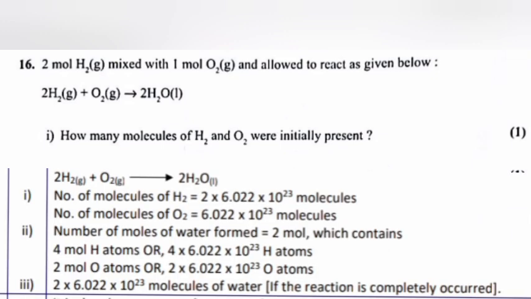1. Number of molecules of H2 is equal to 2 × 6.022 × 10^23 molecules. Number of molecules of oxygen is equal to 6.022 × 10^23 molecules. 2. Number of moles of water formed is equal to 2 mole, which contains 4 mole H atom, 2 mole O atom. 3. 2 × 6.022 × 10^23 molecules of water if the reaction is completely occurred.